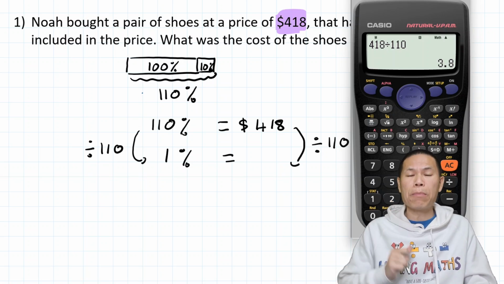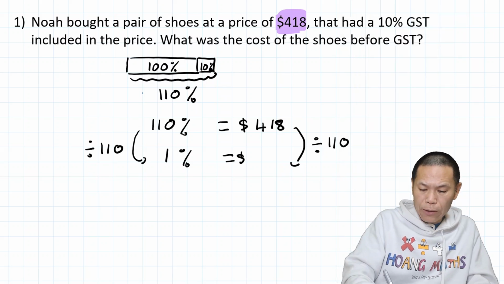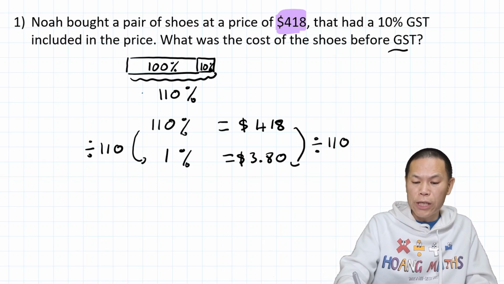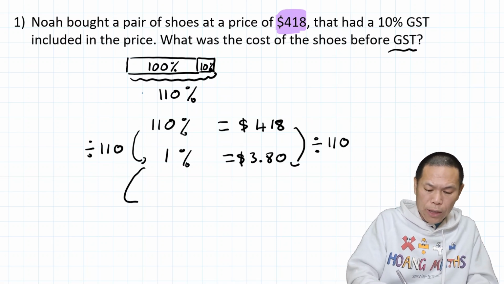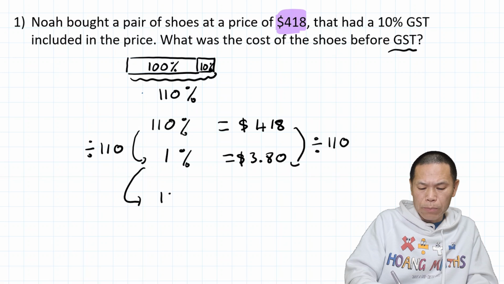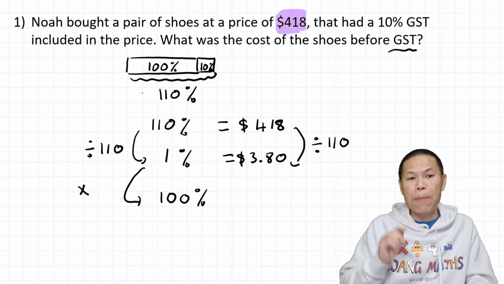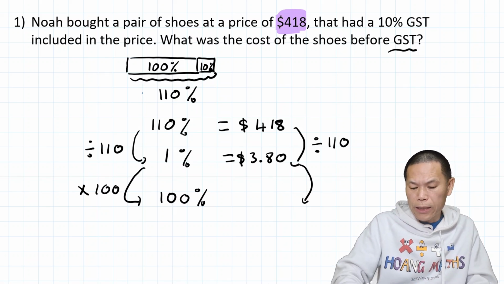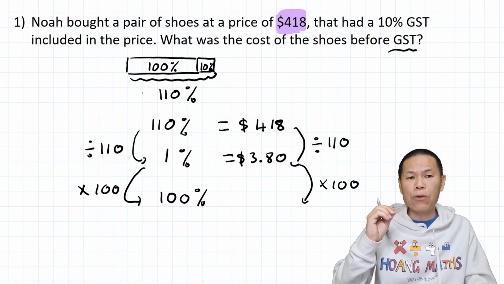But because we're dealing with money, it is $3.80, so 2 decimal places. And we need to work out the original price, that is before GST. So that means 100%. Therefore, from here to here, we need to work out 100%. So from 1 to 100, we just times by 100. So 3.80 times 100.